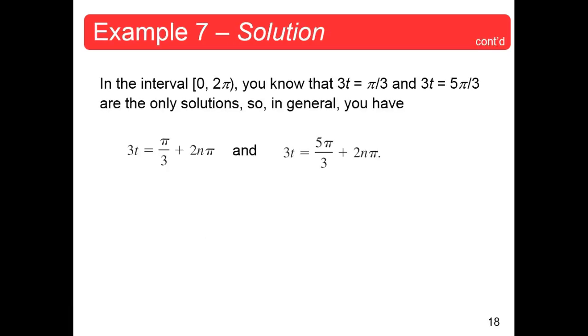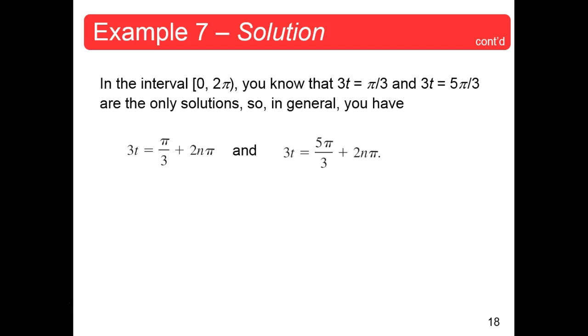And you were absolutely right again. 3t is either pi thirds or 5/3 pi. But because this had no limitations on it, we have to put our plus 2n pi, because the period for cosine is 2 pi. So any multiple of 2 pi. But you're not through. You want to solve for t.